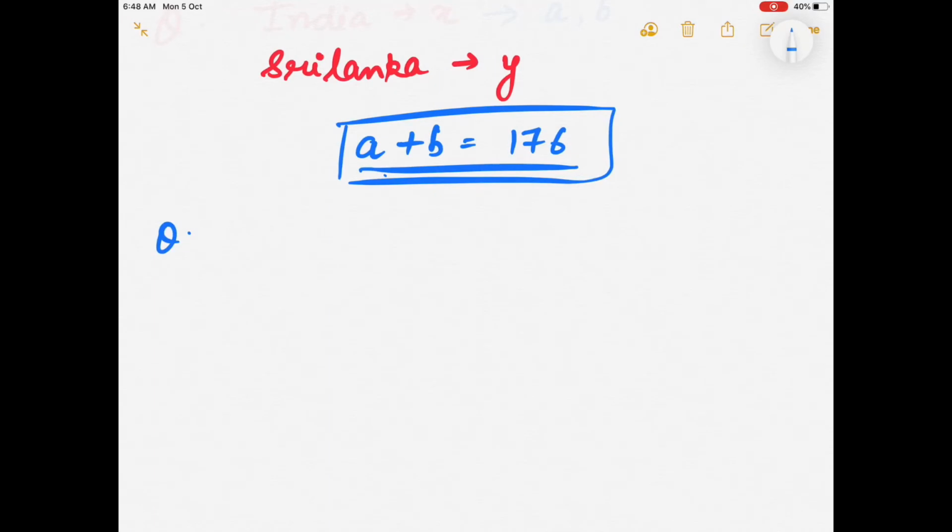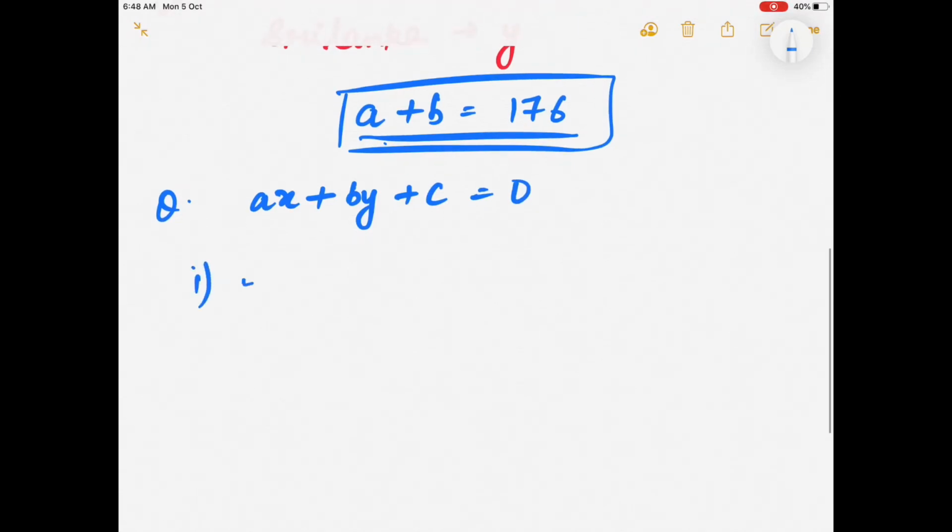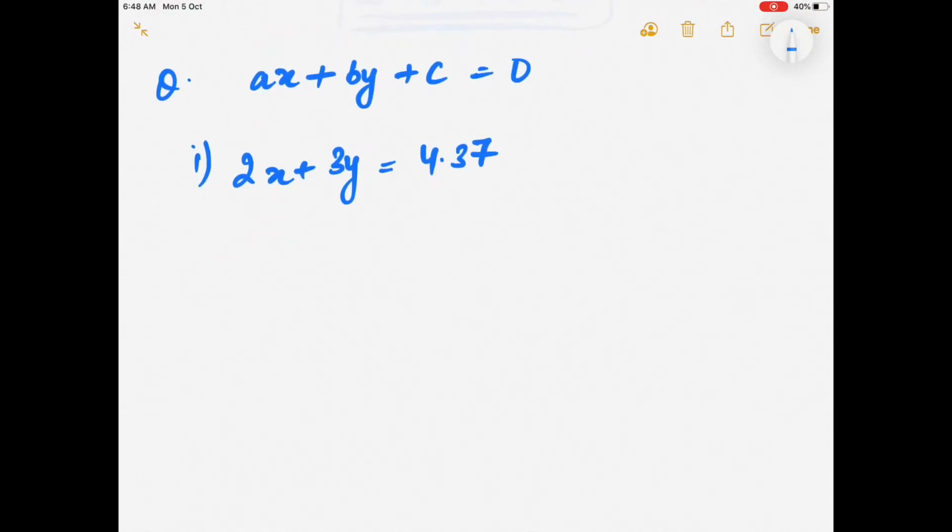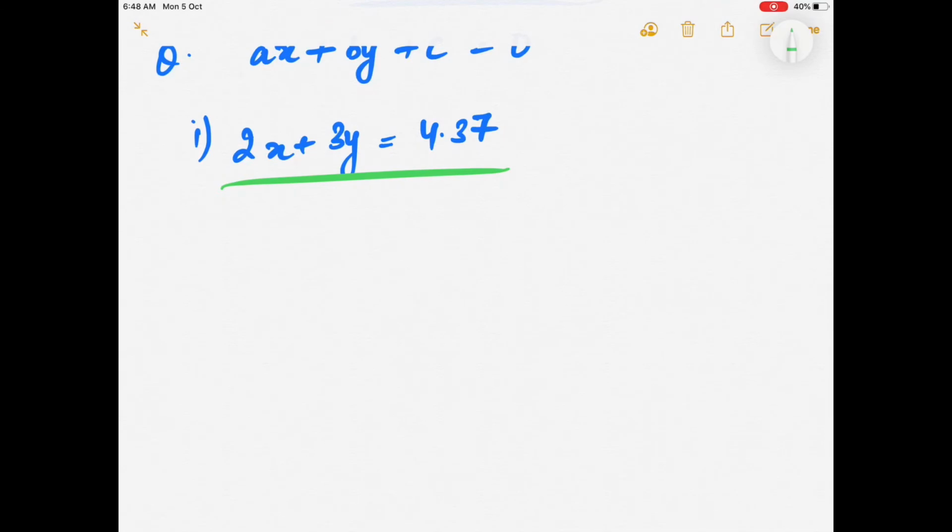Let's take another example. Write each of the following equations in the form of ax plus by plus c is equal to 0. First equation is 2x plus 3y is equal to 4.37. Now we have to write this equation in the form of ax plus by plus c is equal to 0.